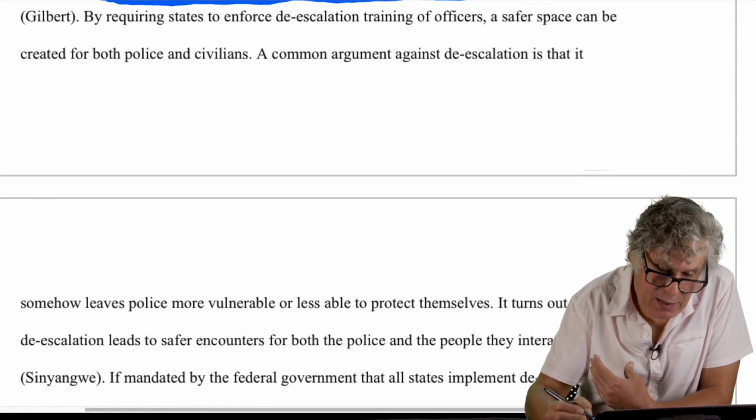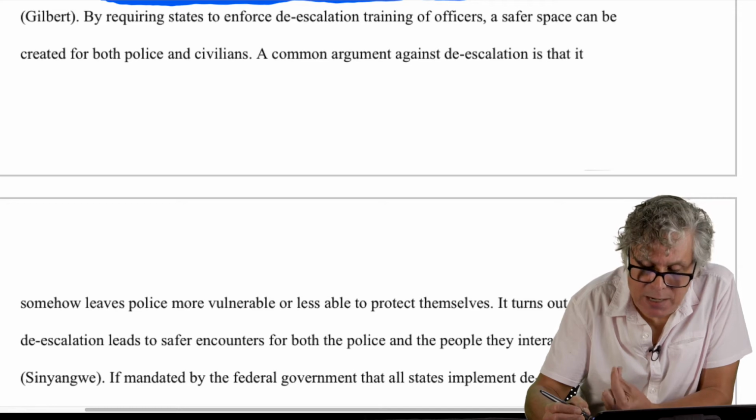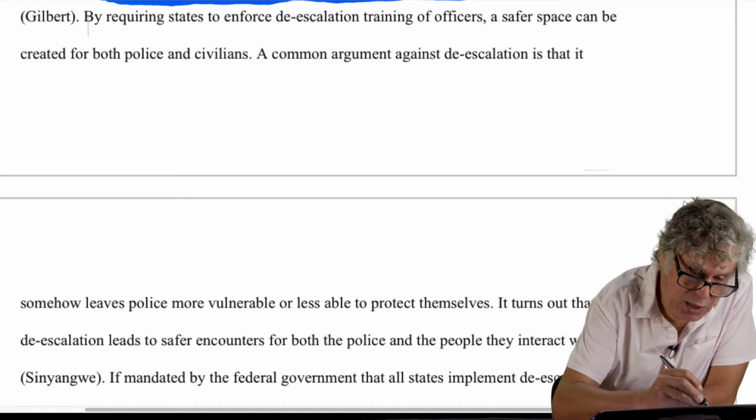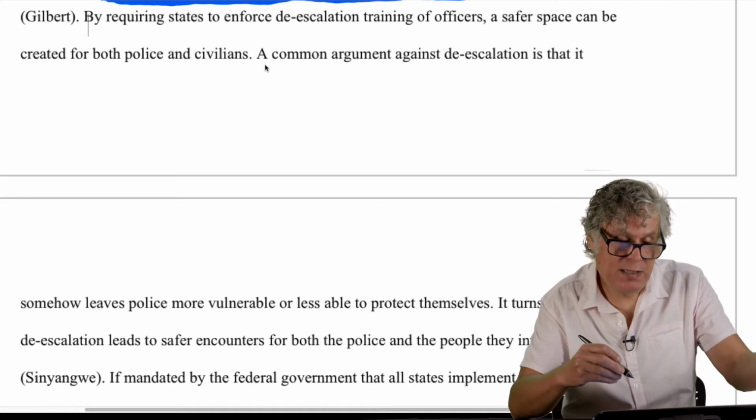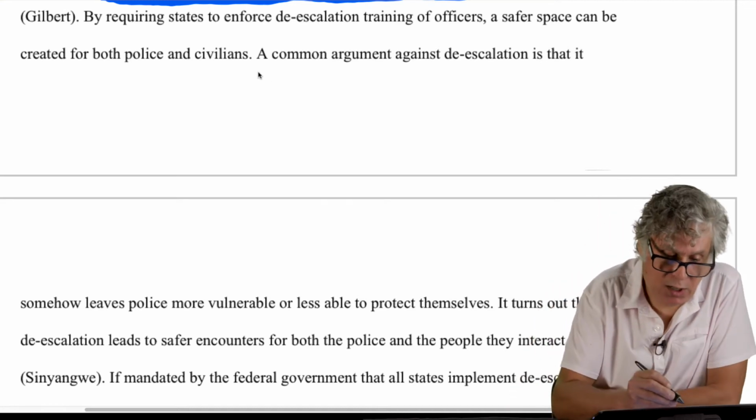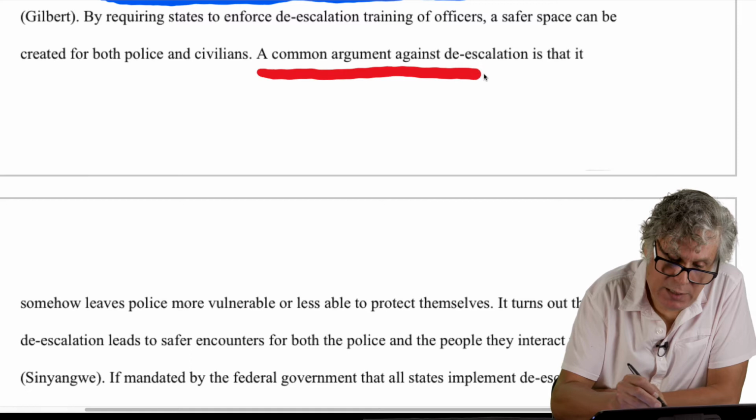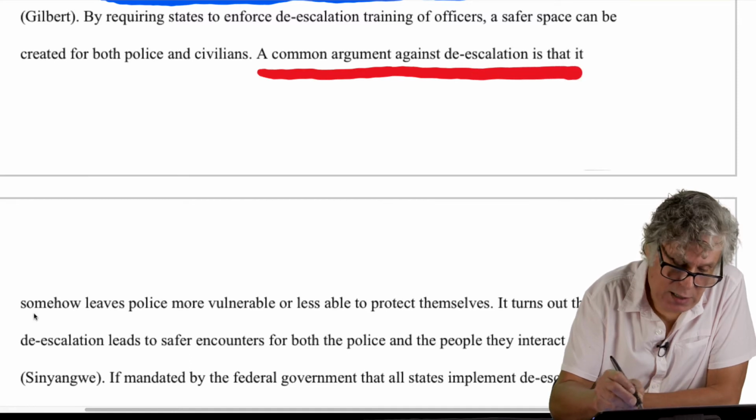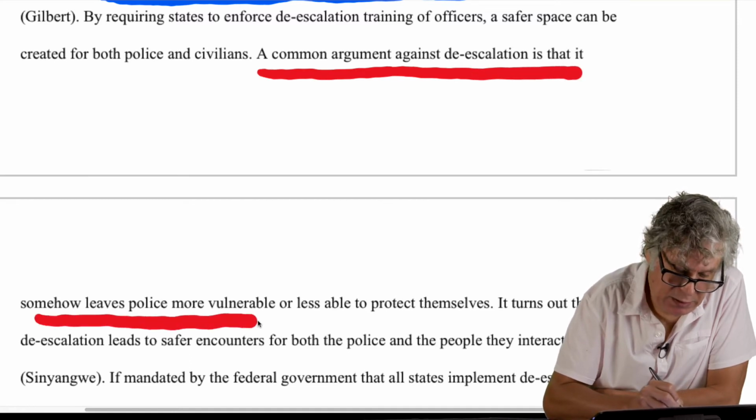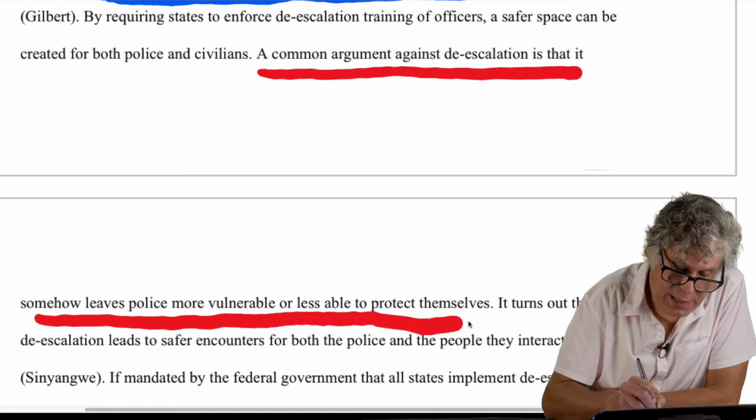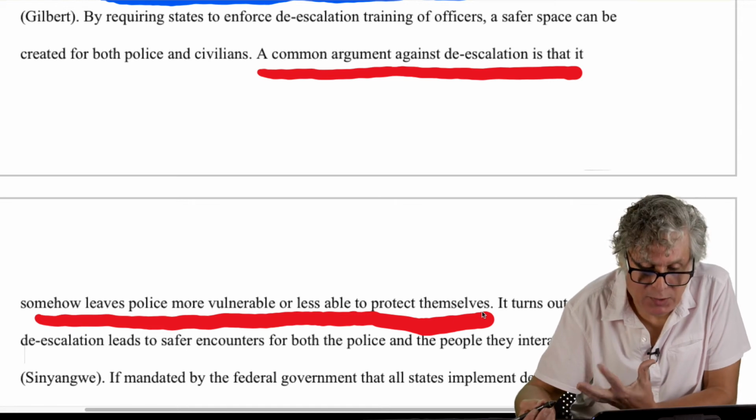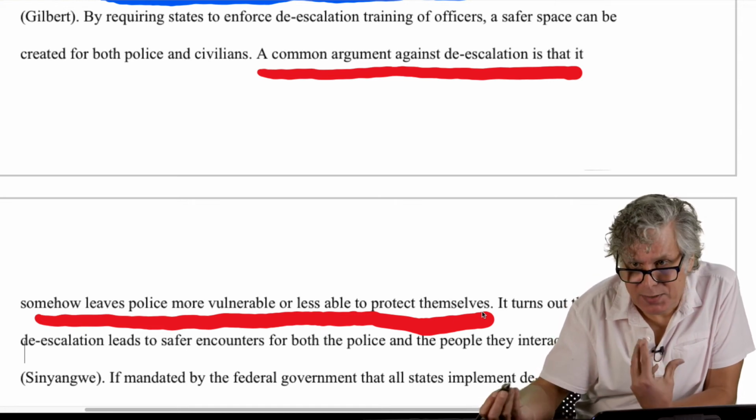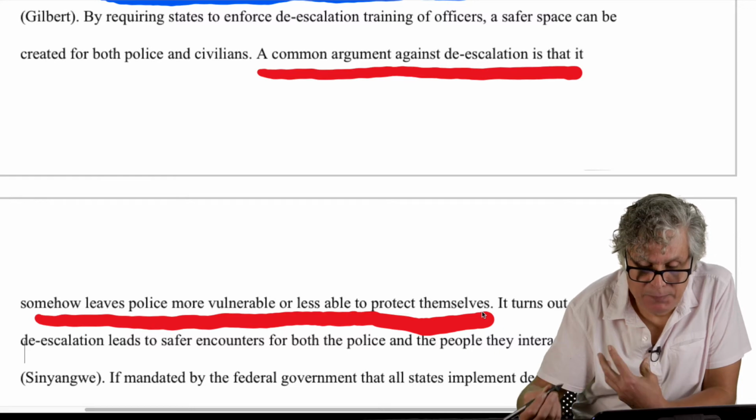And then I get to what I see as probably the most interesting part of the paper. So I'm going to change colors to indicate that. One of the things he does is he brings in a counter-argument to what he's arguing. A common argument against de-escalation is that it somehow leaves police more vulnerable or less able to protect themselves. And now he totally has me hooked to talk about what other people are going to say in response to your paper.